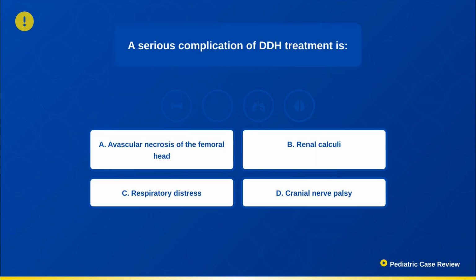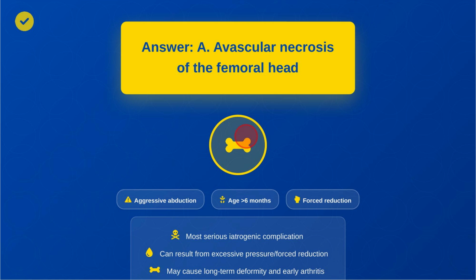A serious complication of developmental dysplasia of the hip treatment is which of the following? A. Avascular necrosis of the femoral head. B. Renal calculi. C. Respiratory distress. D. Cranial nerve palsy. The correct answer is A.